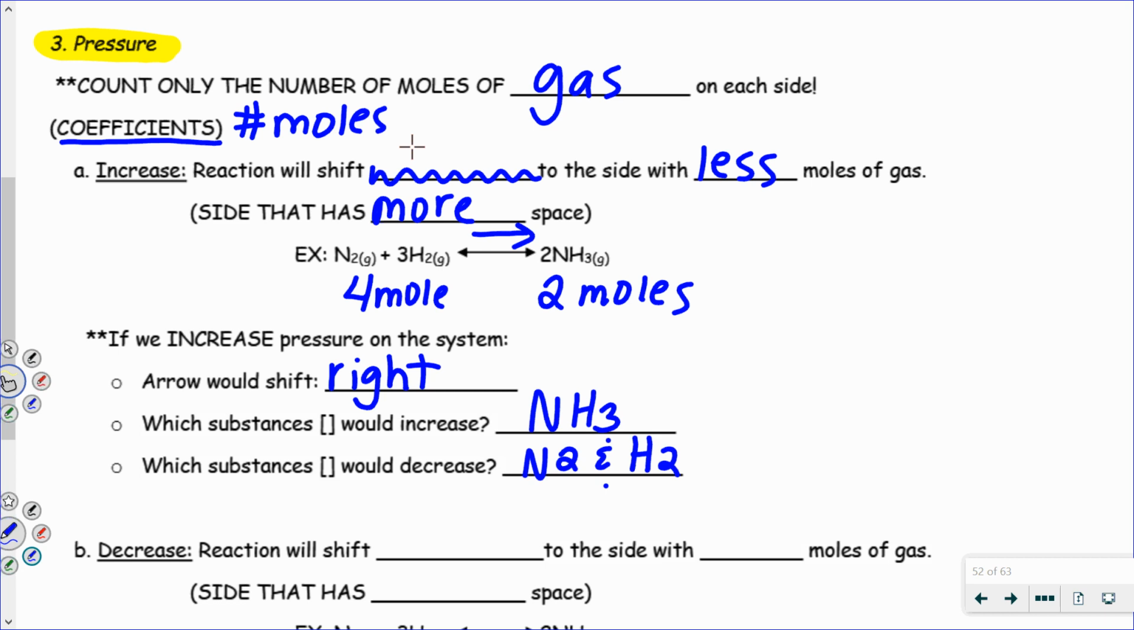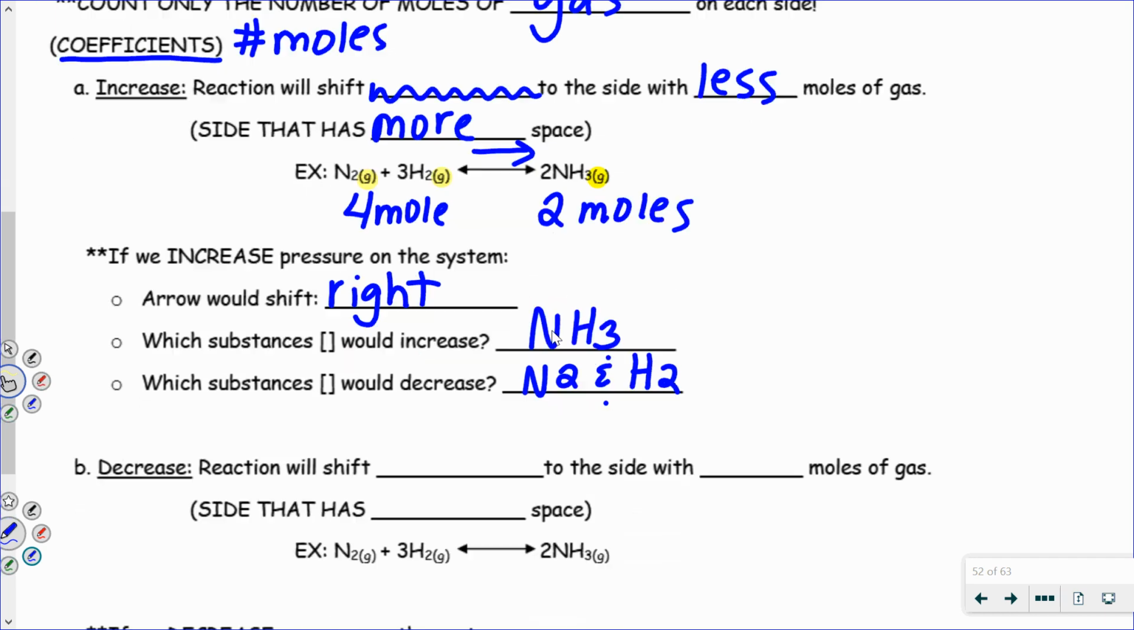So when the pressure increases, you shift towards the side with less moles of gas. Be very careful that you check that your substances are gas. If there's no gas involved, you'd say no shift. If the number of moles of gas on each side were the same, you would say no shift.